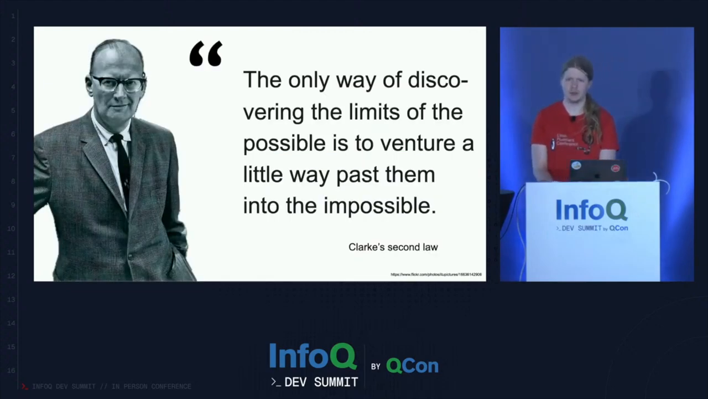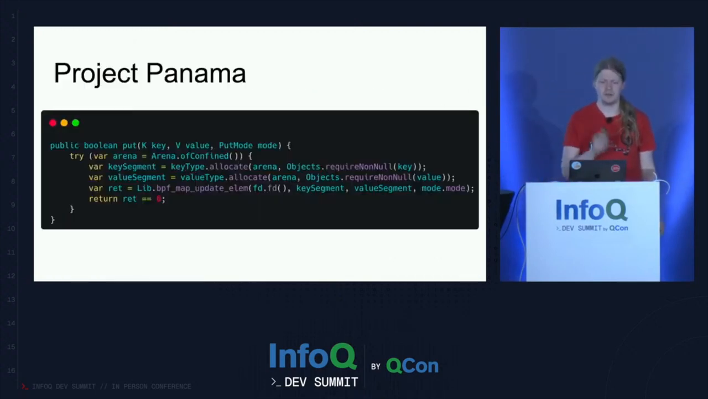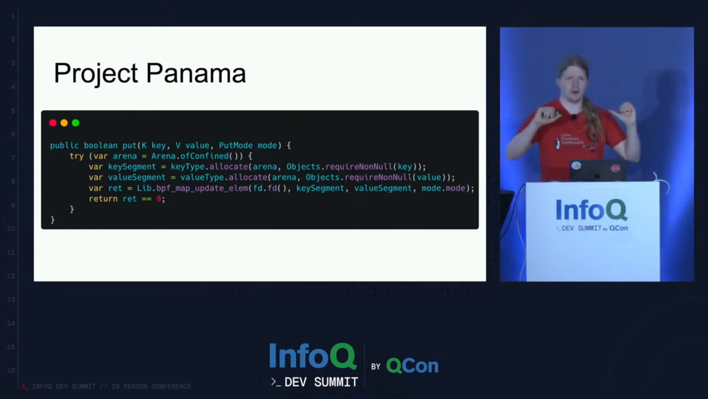Anyway, what you saw here is that I'm essentially trying to run Java in the Linux kernel, to quote Clarke's second law: the only way of discovering the limits of the possible is to venture a little past them into the impossible. And this all was made possible by Project Panama that came in JDK 22, so quite recently, which allows us to invoke C methods quite easily, because what I'm essentially doing is building a sophisticated wrapper around libbpf, which offers me basic functionality like loading something into the kernel.